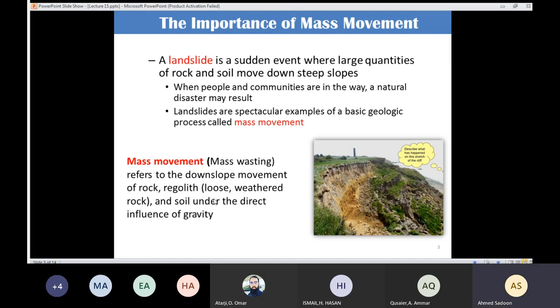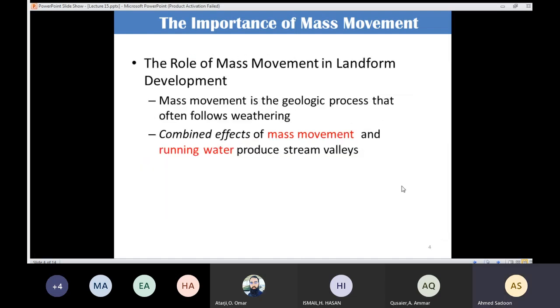The mass movement, also called mass wasting, refers to the downslope movement of rock, regolith, or soil. So we are going to see downslope movement. Regolith means loose and weathered rock. And of course, all of this is going to be under the control of gravity. And the mass movement has a crucial role in landform development. Many lands are going to deform due to the mass movement.